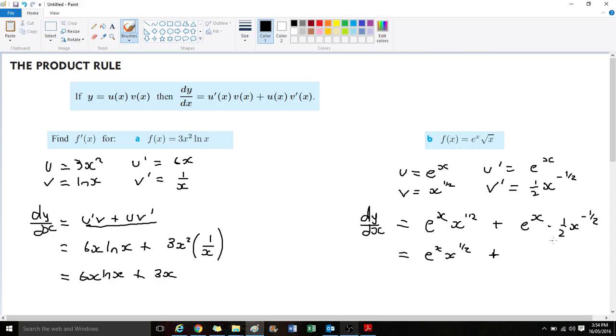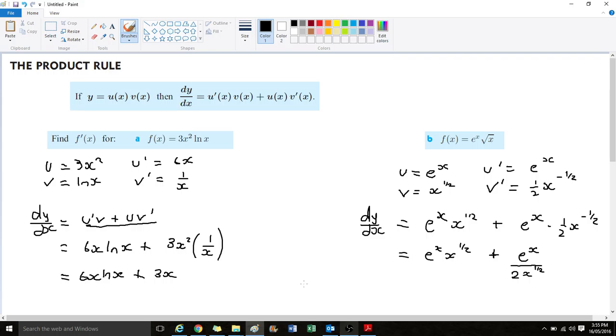You could leave it like this, but here's what it actually looks like. It's going to be e to the power of x divided by 2x to the power of a half, or 2 root x. And that's our answer for the derivative.